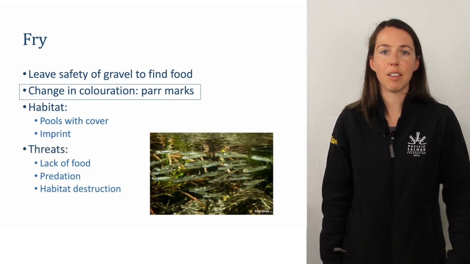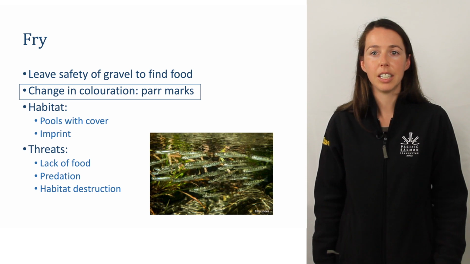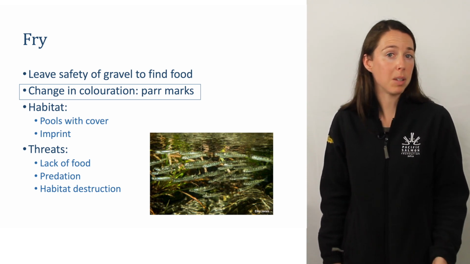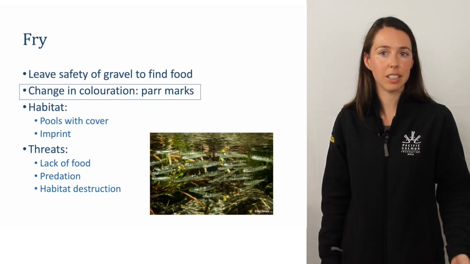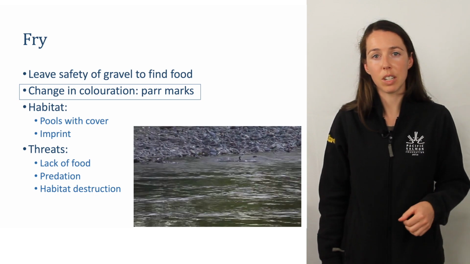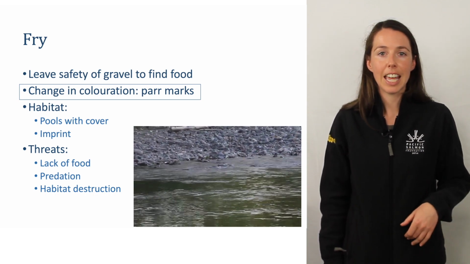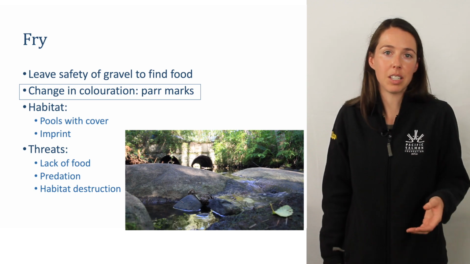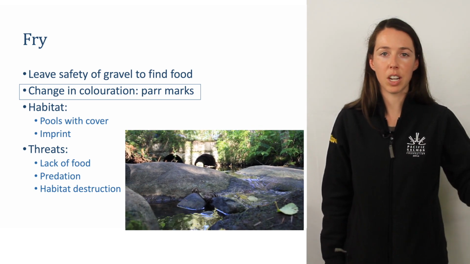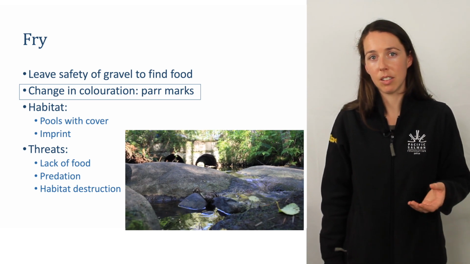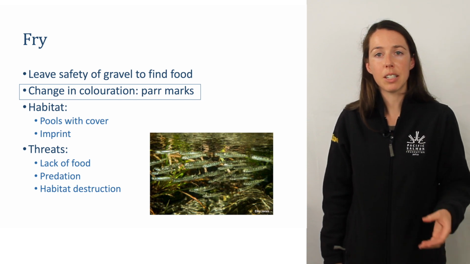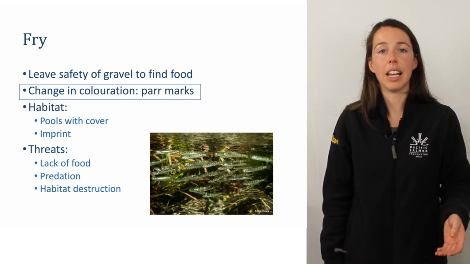Some of the threats that fry face in the freshwater are things like now lack of food. Maybe there's not enough and maybe they need to think about heading down to the ocean. Predation is still an issue, so we've got birds and other fish still hunting on fry. And then habitat destruction is always an issue in freshwater, where you're concerned about things that might be happening in the watershed or directly in the river that could be affecting fish habitat. When they are ready to make the downstream migration, they are known as smolts.